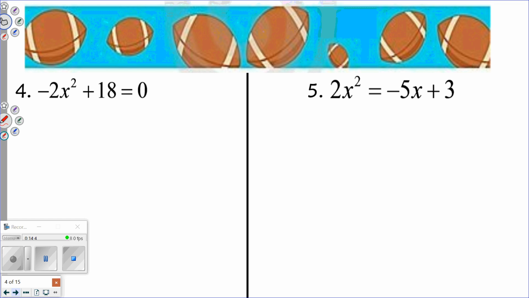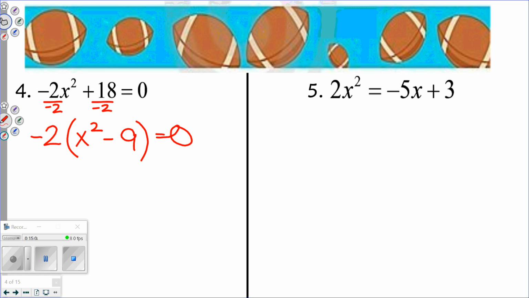All right, guys, number 4. Ooh, what do I do with that? Is it already in standard form? Yeah, it is. All right, it's set equal to 0. It's in the right order. So to factor, you would take out a what? A -2. If you take out a -2, be careful of your signs. We're going to have x squared minus 9 equals 0. Does that factor further?